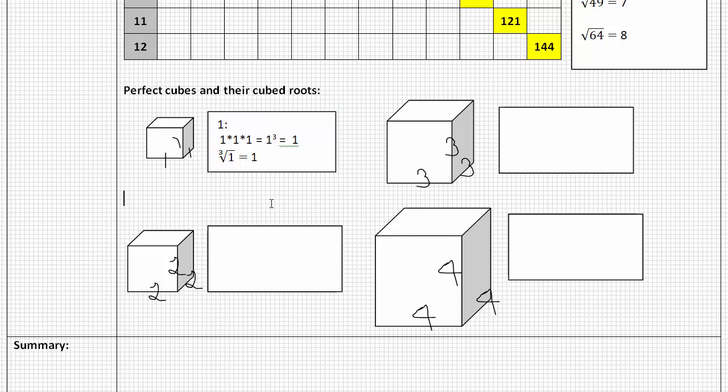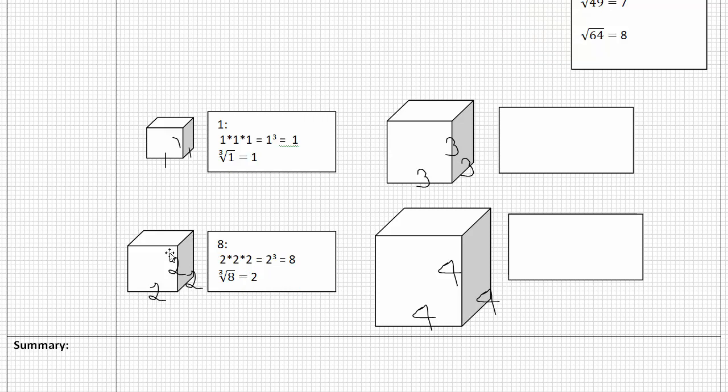Let's take a look at the next perfect cube. If we take the next whole number, 2, and we take 2 times 2 times 2, what do we get? If you said 8, I would agree with you. So 8 is the next perfect cube number. And as we just saw, that is because 2 to the third power equals 8. So what is the cube root of 8? The answer would be 2.